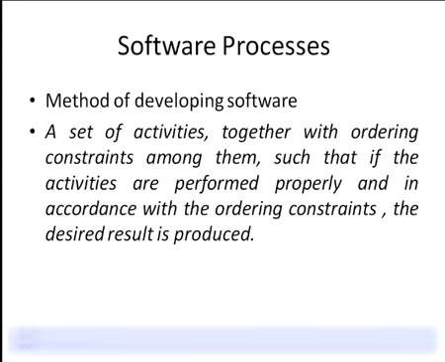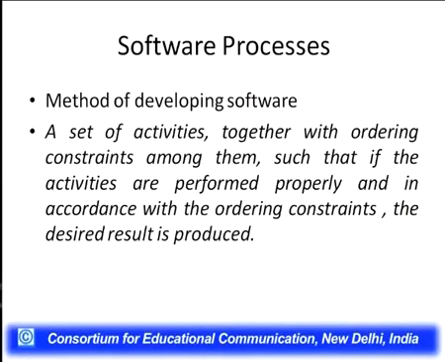It is a set of activities together with ordering constraints among them, such that if the activities are performed properly and in accordance with the ordering constraints, the desired result will be produced. So this is the definition of software process, whereby we understand that these are multiple activities which are to be performed in a given order, and if you follow the order and perform the activity correctly, only then will you get the desired output.